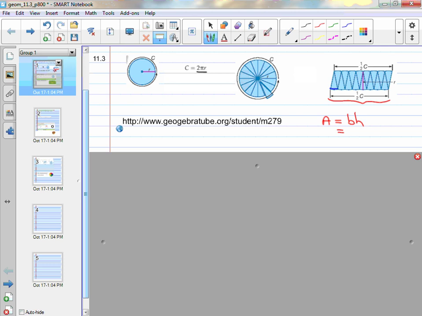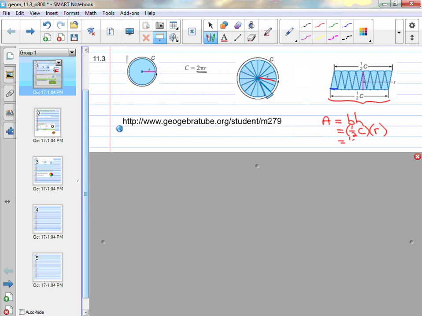Now, if we look at the base, what is the base of this parallelogram? Half the circumference, because we took half of it to open up, to do the bottom thing. So that base is 1/2 the circumference. Now the height, what is the height of that parallelogram? It's the radius. The height is the radius of this right over here. So r, right over there.